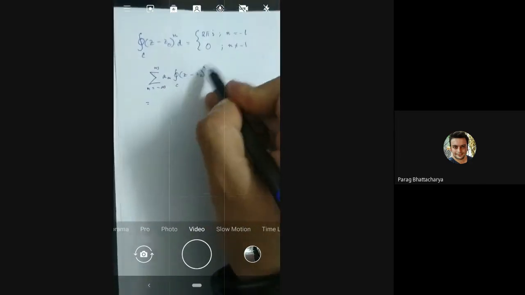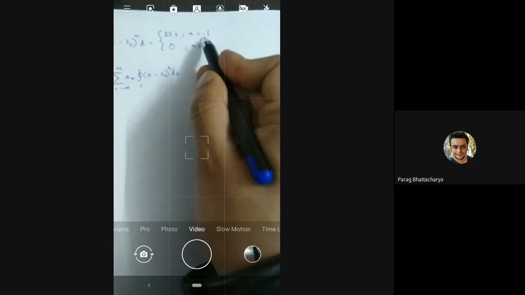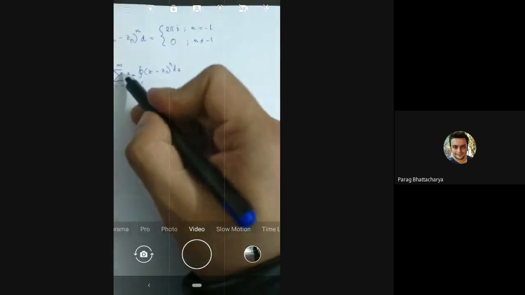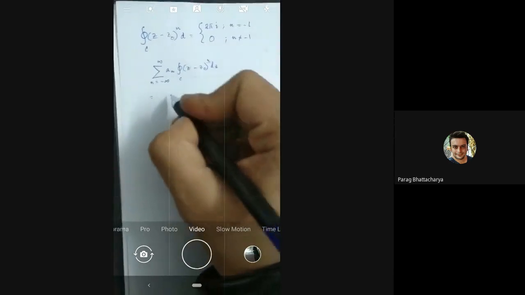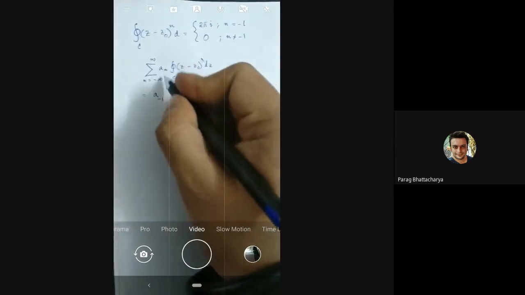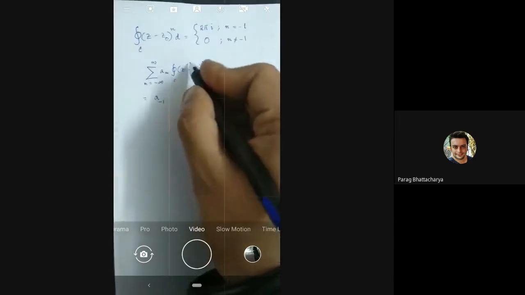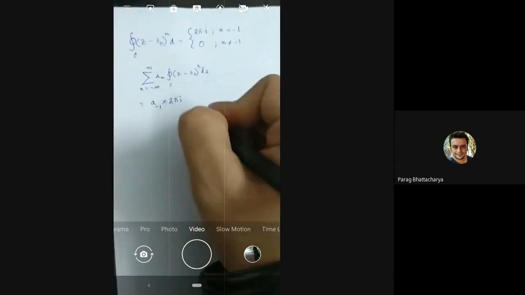This integral will give us 0 as per this result, whenever n is not equal to minus 1. Only if n is equal to minus 1, this will be non-zero. So out of this entire summation, only n equal to minus 1 is going to survive. We will only have one term left. This will be the last man standing, n equal to minus 1, and the result of this will be 2 pi i.